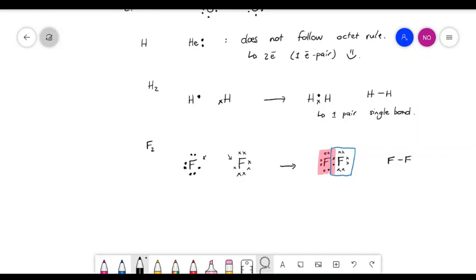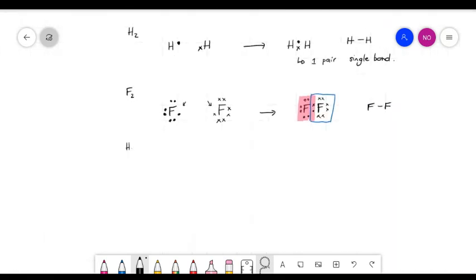Okay. Let's look at water. So water is 1 oxygen and 2 hydrogens. My oxygen has how many valence electrons? No, he has 8 electrons, but he only has 6 valence electrons. 1, 2, 3, 4, 5, 6. And this is why it's important to start filling your p orbitals and go around.